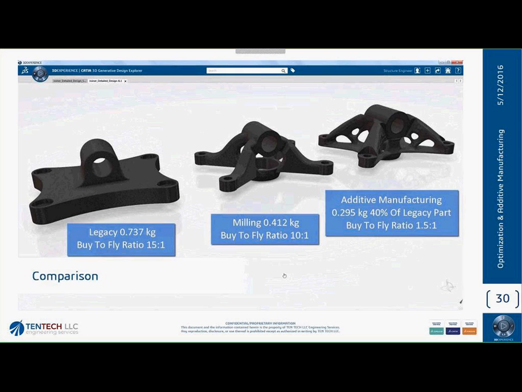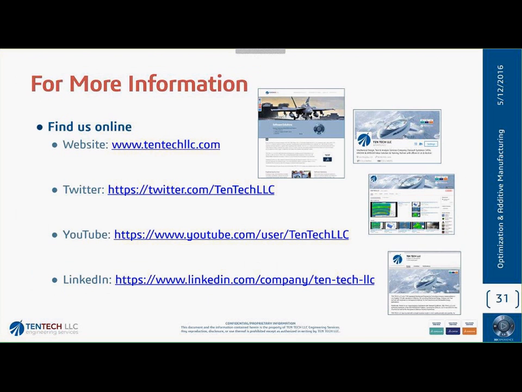One of the metrics here is also the buy-to-fly ratio. So how much scrap metal do we have? 15 to 1 with the traditional process, 10 to 1 by milling, and 1.1 to 1, so very little, by additive manufacturing, which is also a big time and cost saving.